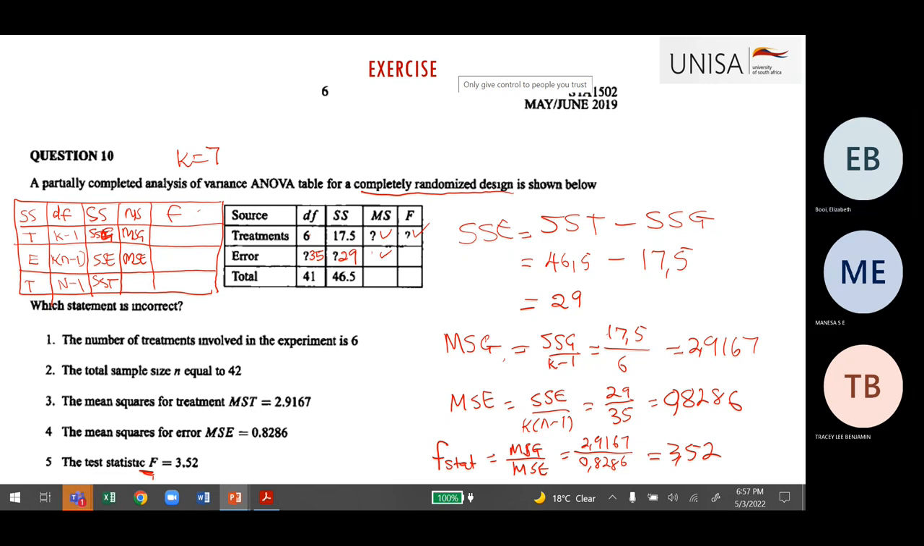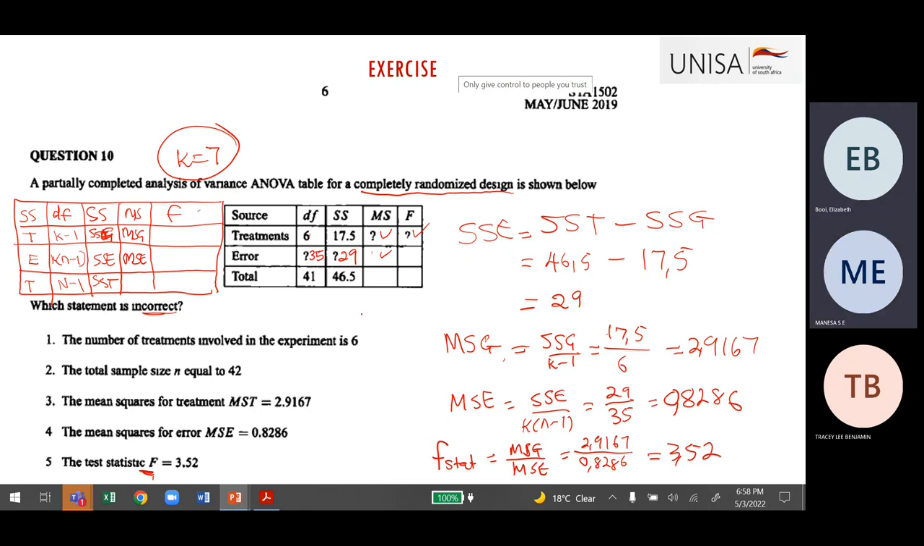So let's look at the answers. Which statement is incorrect? The number of treatments involved in the experiment is 6. We're looking for the incorrect answer. The number of treatments involved. So how many treatments do we have? That is our K. How many treatments do we have? We only have 7. So this is the incorrect one.